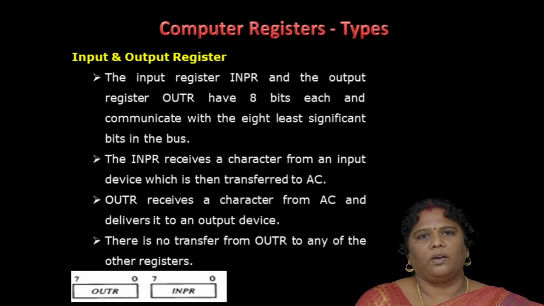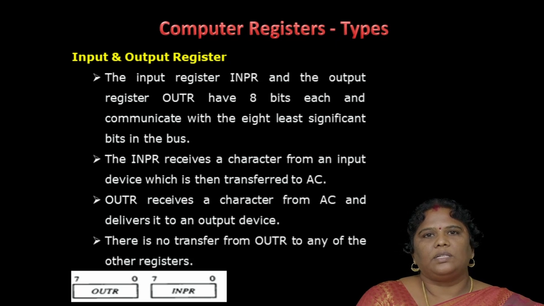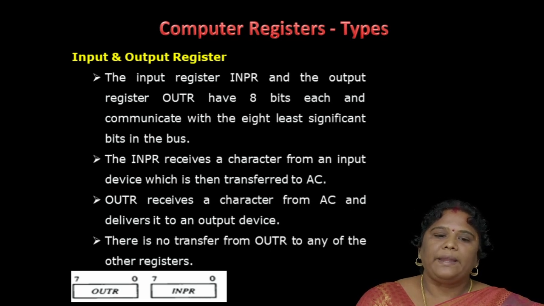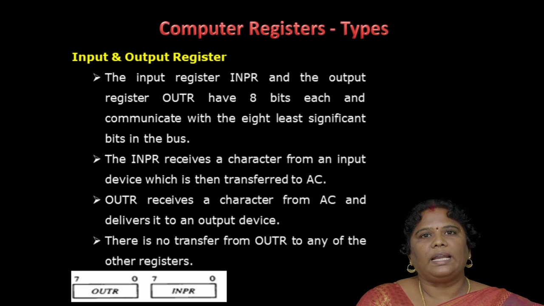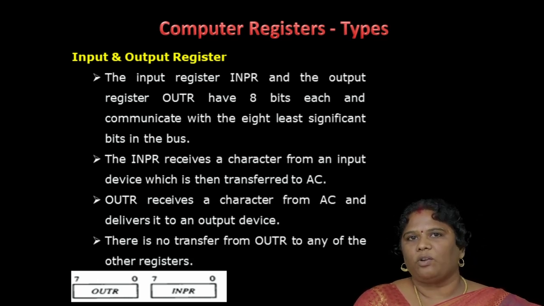Next, the input and output registers. The input register is symbolized by INPR. The output register is symbolized by OUTR. Each will store 8 bits. The input register will receive the character from the input device, and it will be transferred to the accumulator.